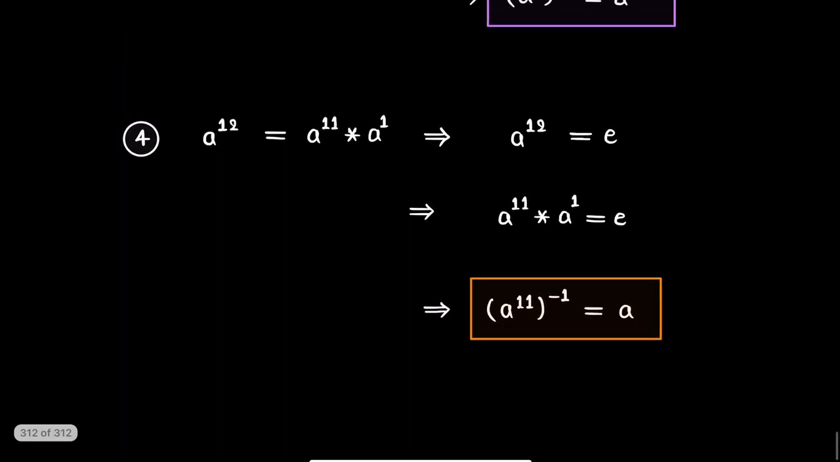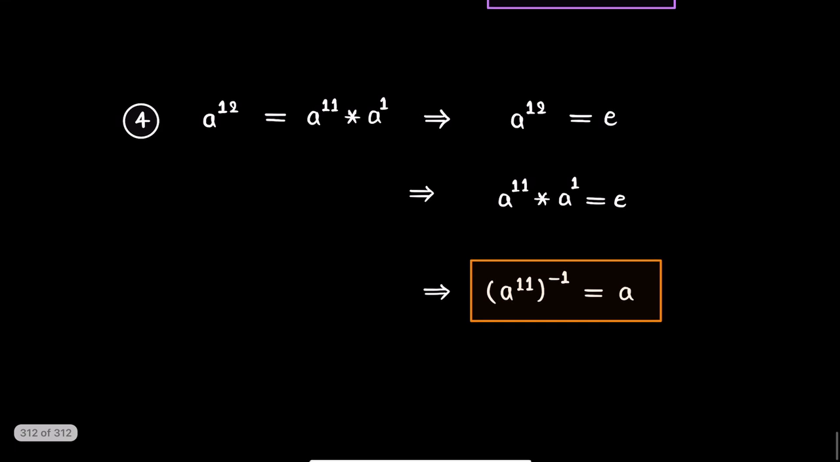Now our last element is a^11, that is, we need to find the inverse of a^11. Again we can write a^12 as a^11 star a^1 using the above theorem. So a^12 equals identity implies a^11 star a^1 equals identity, and thus the inverse of a^11 will be a^1, that is a.